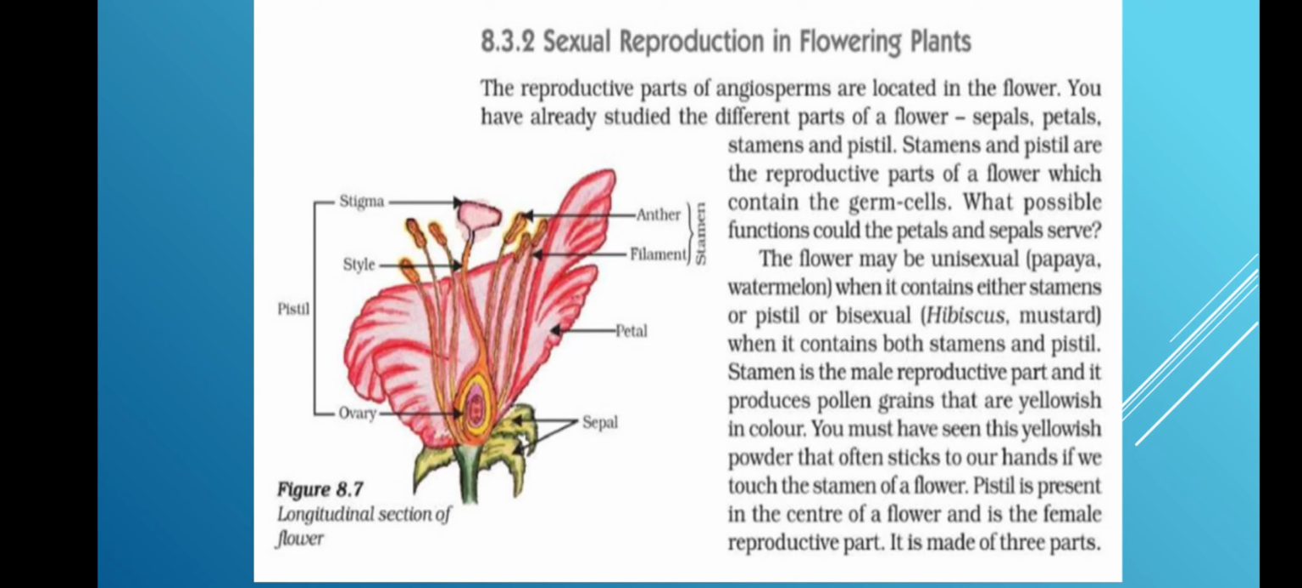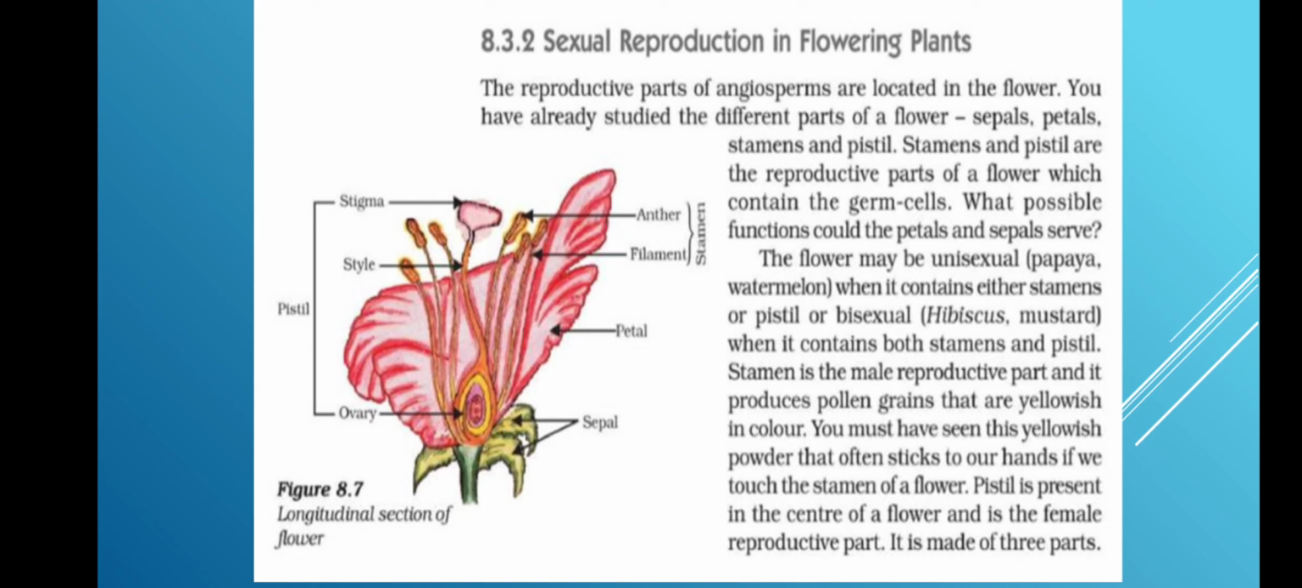So what possible function could the petals and the sepals serve? So petals actually, they are very colorful. They are red, they are white, they are yellow, they are bright purple and all these colors. So they attract the agents or insects like butterfly, honey bee and all, and animals and birds also, so that they can be the agents of pollination, right? Okay, so sepals actually they help in protecting the ovary after the fertilization.